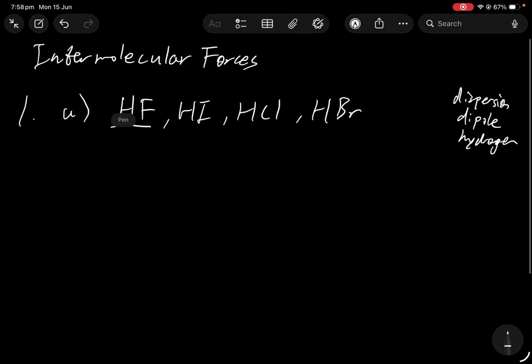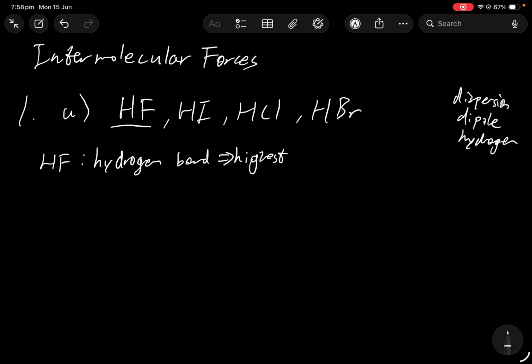Let's write the actual working out. So HF has a hydrogen bond, and that means it will have the highest boiling point. And then we have Cl, Br, and iodine.